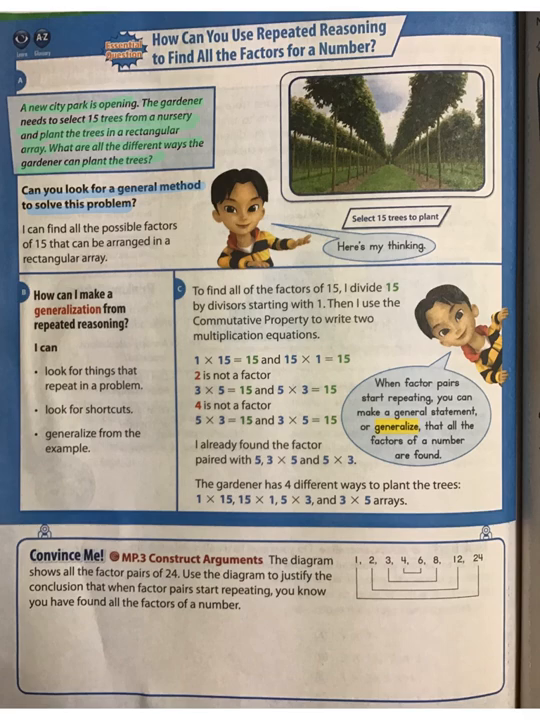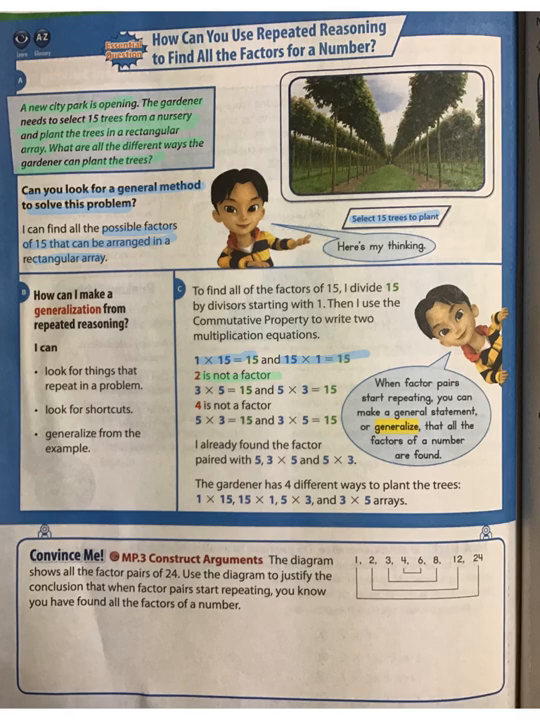We know that there are 15 trees to plant. So we need to find all the possible factors of 15 that can be arranged in a rectangular array. Looking down at part C, we know that the factors for 15 are 1 and 15, and 15 and 1. So they can have one row of 15 trees or 15 rows of 1. 2 is not going to be a factor because 15 is not even.